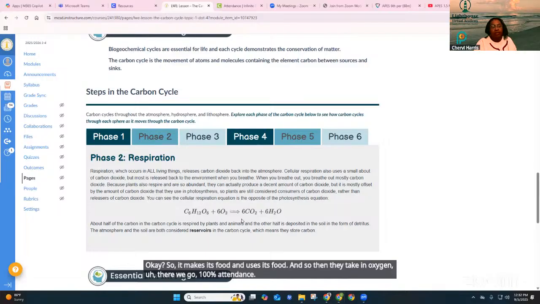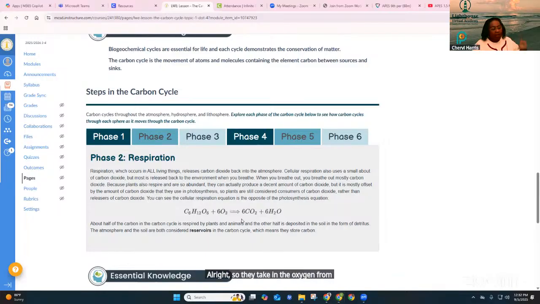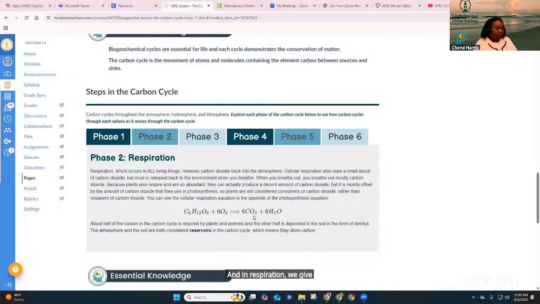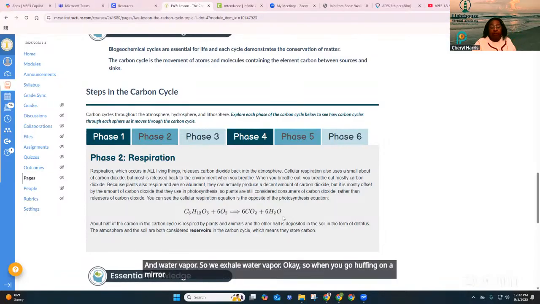All right, so they take in the oxygen from the atmosphere, and again, they do that chemical dance, rearrange the molecules, and in respiration, we give off carbon dioxide back into the atmosphere and water vapor. So we exhale water vapor. Okay, so when you go huffing on a mirror or a glass or something, that's water vapor that you exhale.